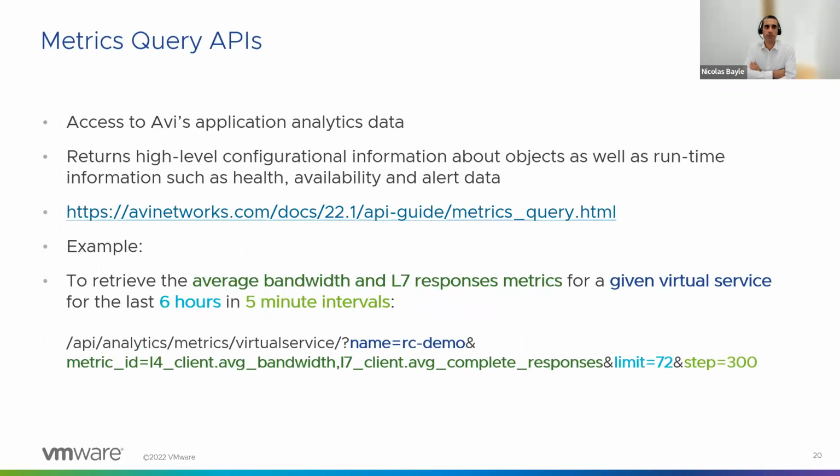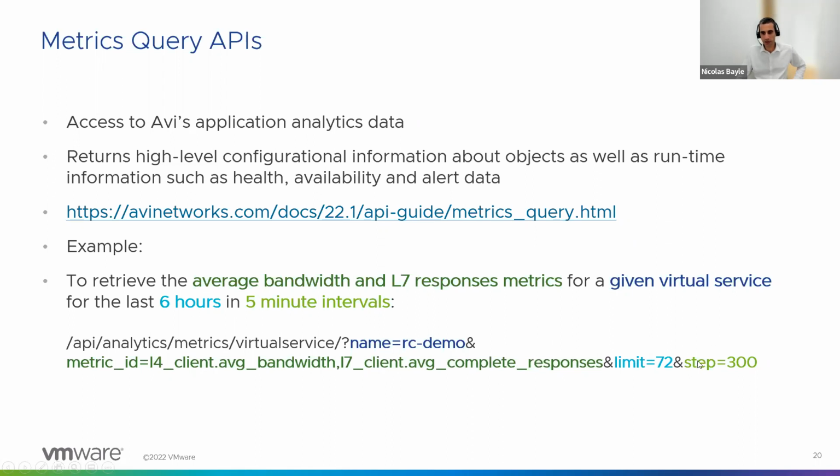Likewise, for the metrics, we have the API endpoints that you can use here. I have specified some documentation that you can leverage, but also some endpoints. For instance, with this endpoint you can check a virtual service. You want to see, let's say, the layer 4 client average bandwidth. You want to see the layer 7 client average complete responses, etc.